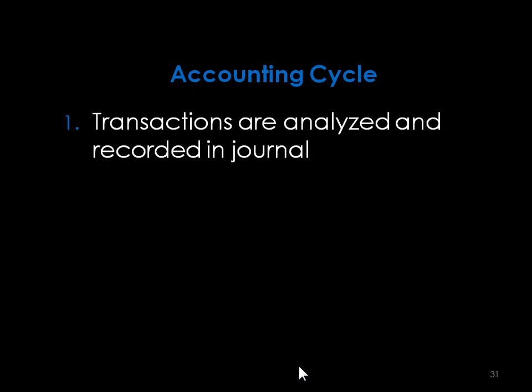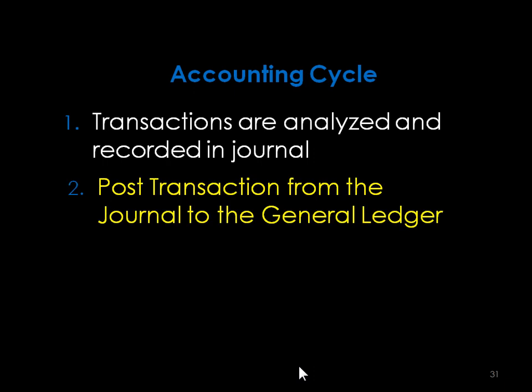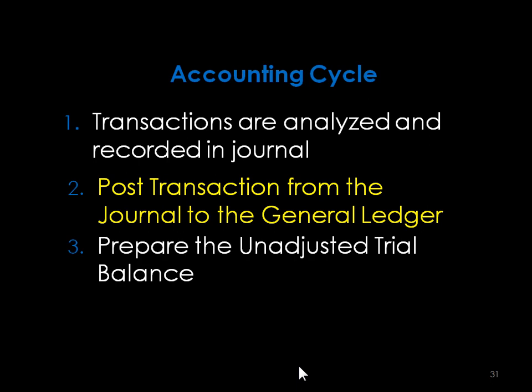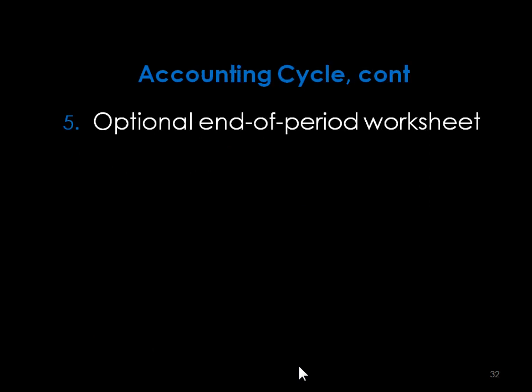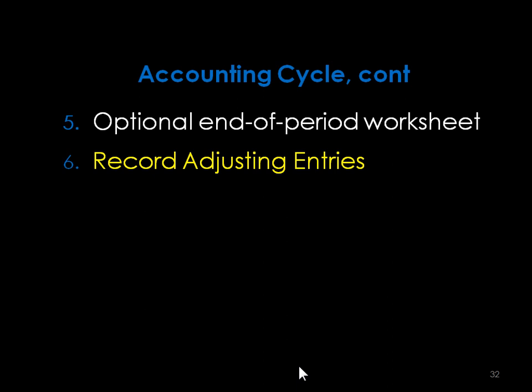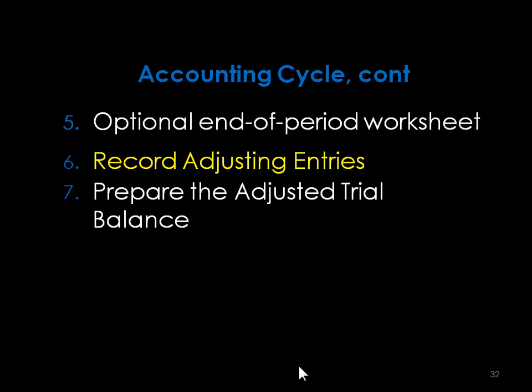We analyze and record in the journal. We post from the journal to the ledger. We prepare the unadjusted trial balance. We adjust the data, look for adjustment data. We gather it, we analyze it. We do the optional end of period worksheet that we've just seen. We record the adjusting entries. We prepare the adjusted trial balance.